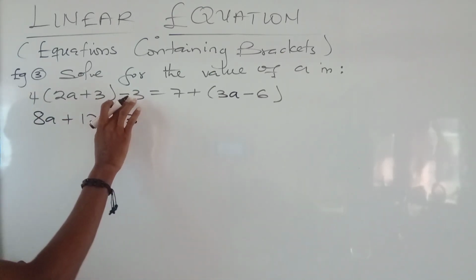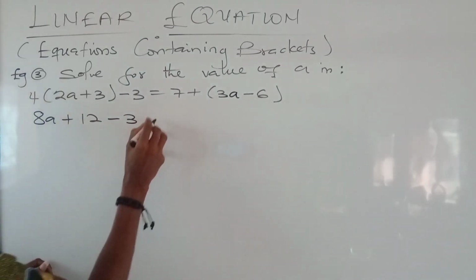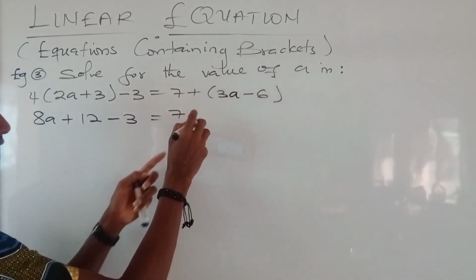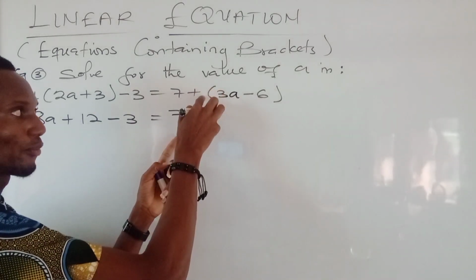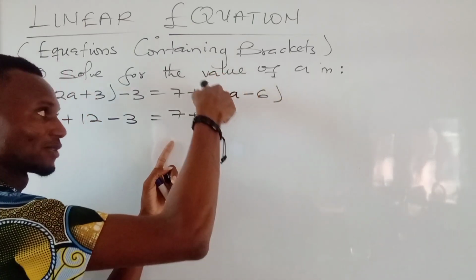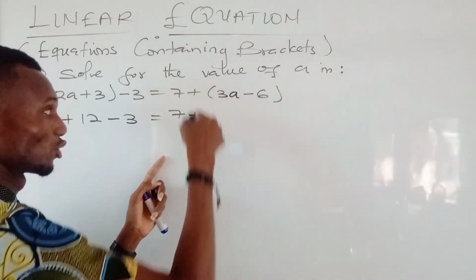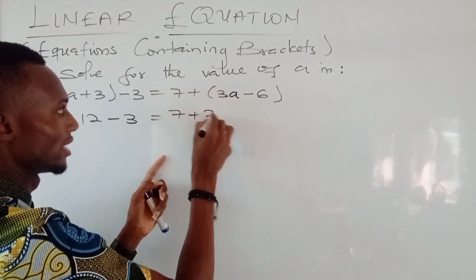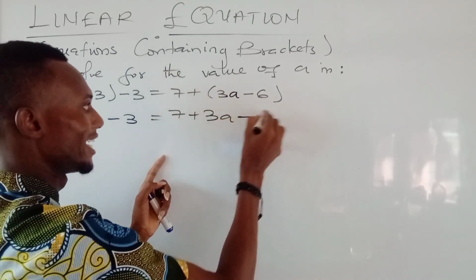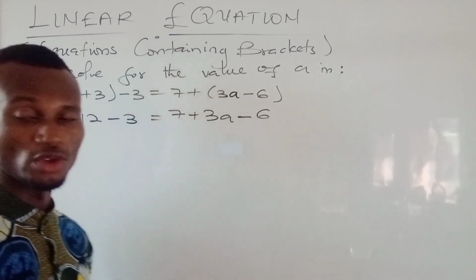Okay, then my minus 3 is there, bring the minus 3, equals, write the 7 which is there, and bring your plus. And the 1 which is here, as I've explained, the 1 will open the bracket by multiplying each term in the bracket. So 1 times the 3a will give me 3a, and 1 times the minus 6 will give me minus 6. Okay, please hope you agree with me.